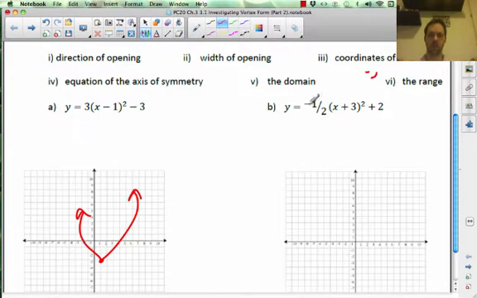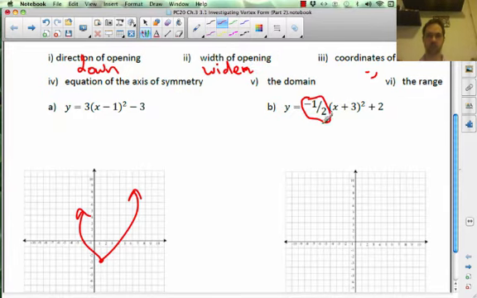The direction of the opening, your a is a negative value. This is a right here, and that will make it open down. The width of the opening, this value is between -1 and 1, meaning it will rise more slowly than one that was multiplied by a larger value. And since it rises more slowly, it actually opens wide.